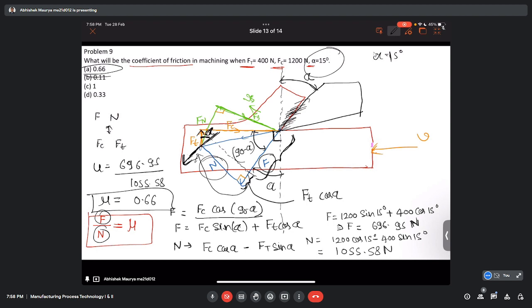So I have explained the solution of this question. Still, if any of you have any doubt, you can ask me. Is it clear to everyone? Okay, any of you have any doubts?